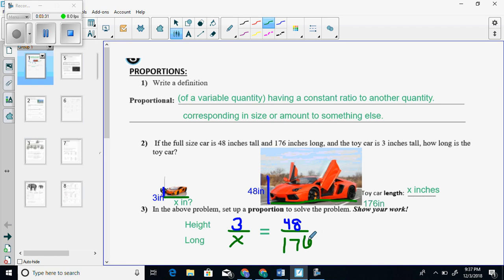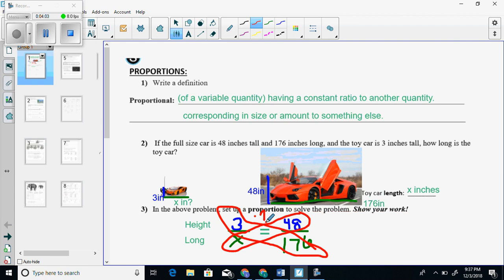Okay? So in order to find x, there's a couple different ways you guys can think about this. Obviously, you guys have probably seen something called cross multiplying, where we go like this and we multiply these two numbers here, and then we multiply these numbers and set them equal to each other. That's one way to think about it. Another way to think about it is 3 times what equals 48, and then divide 176 by that number. Either way, it's the same thing, okay?